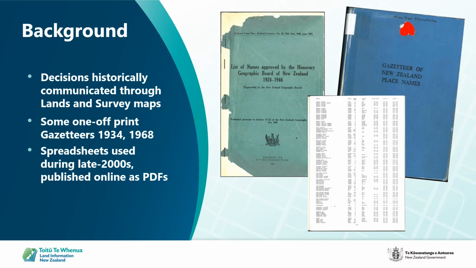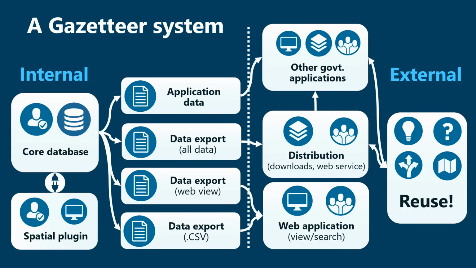A new and comprehensive gazetteer system was required to manage and communicate official naming decisions, and around 2010, development began on the system. And this is what it looks like, simplified as a model. Planning and development, including all the new software components, took about 3 years, from 2010 to 2013, and it was made public in the middle of that year.